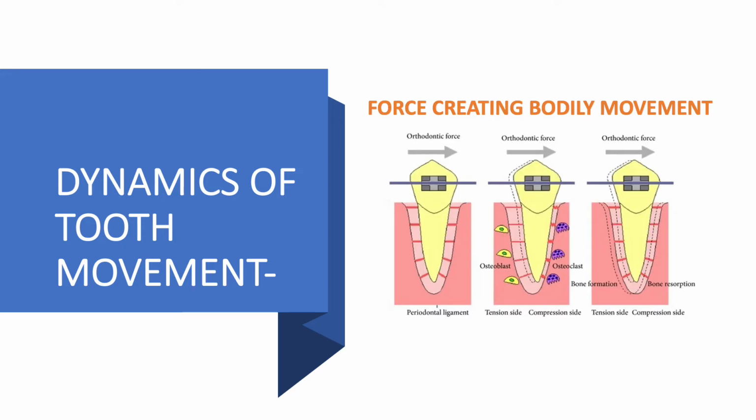Then when you apply a force that is creating a bodily movement, that means the crown and the root, both of them are simultaneously moving in the same direction, unlike when you were applying a tipping force. In case of bodily movement, you have one complete side, that is the resorption side, that means the compression side, wherein the bone is being removed and creating space for the tooth to come to that position. And another is the tension side, wherein the ligaments are being pulled, which is why it is called the tension side, and on that side new bone is being deposited. So this is what happens when a force that creates bodily movement is being exerted.